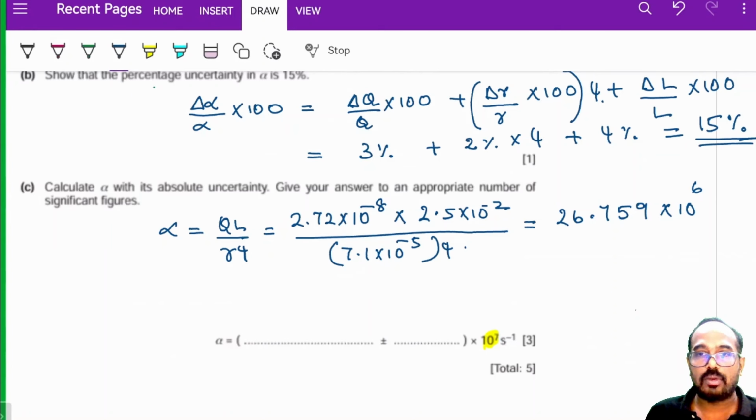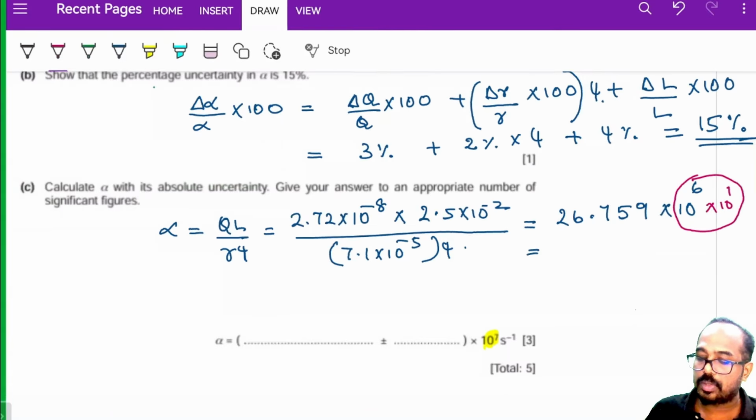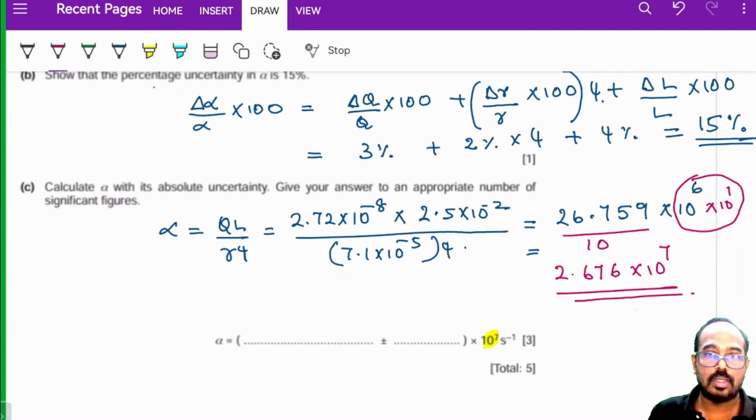From the calculated value, you write a minimum of 3 decimal places, because they ask to write the answer to an appropriate number of significant figures. And you can see that the answer should be in 10 to the power 7. This area you need to check, you may miss this one. The power should be 10 to the power 7. How can you do it? If you multiply it by 10, it will be 10 to the power 7, right? If you are multiplying, you need to divide by 10 also. So it will be 2.676 multiplied by 10 to the power 7. So you got the first part.